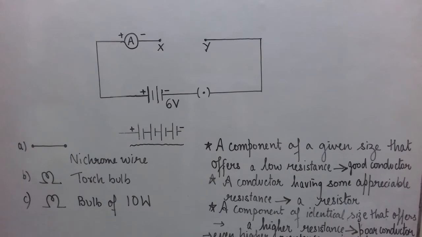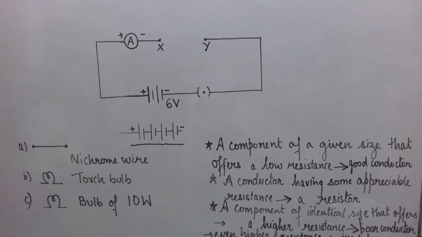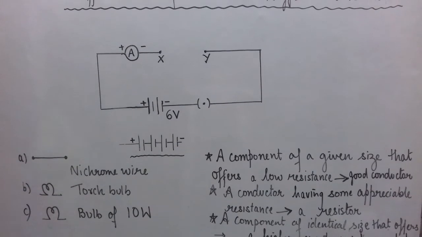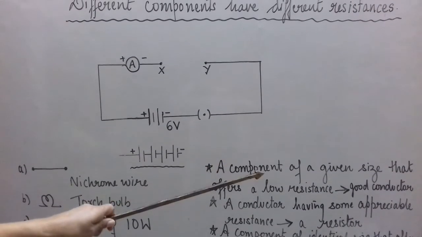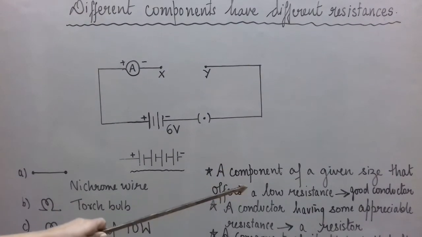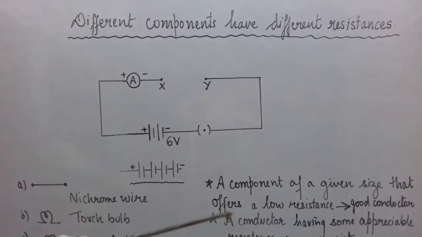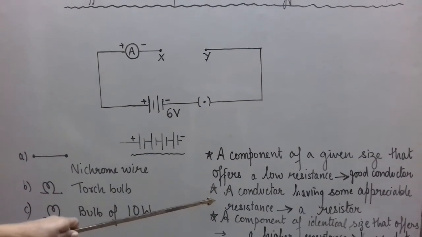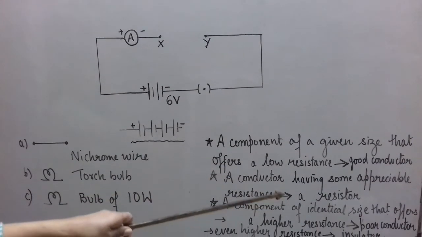First of all, remember, you are considering four different components which have the same dimensions, the same size. Let us consider the same shape. So if a component out of the four components, of a given size, offers a low resistance, we can say it is a good conductor. A conductor having some appreciable resistance, which is going to actually affect the value of current, is a resistor.